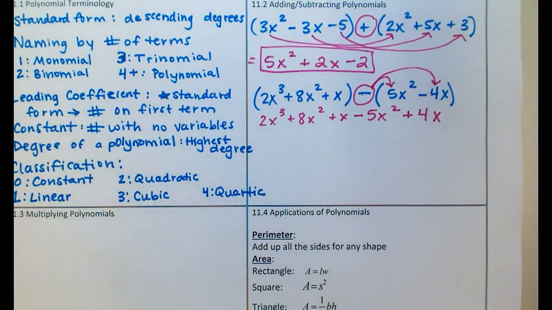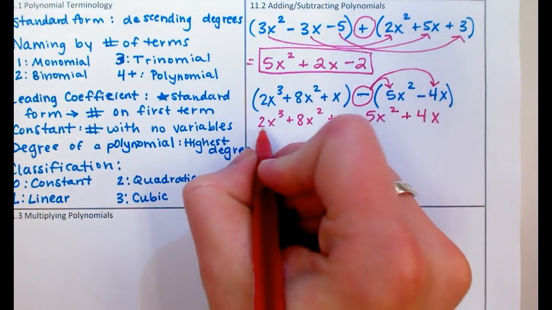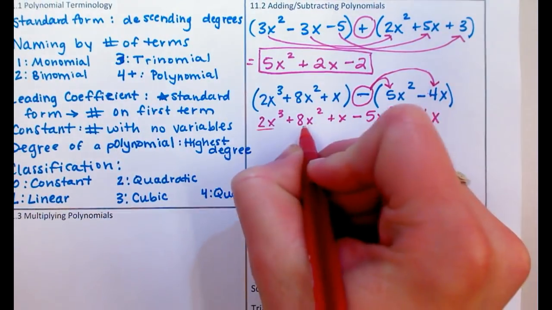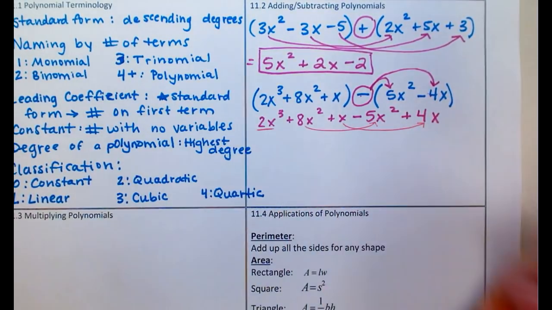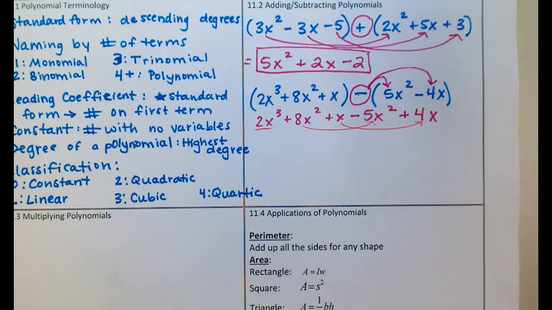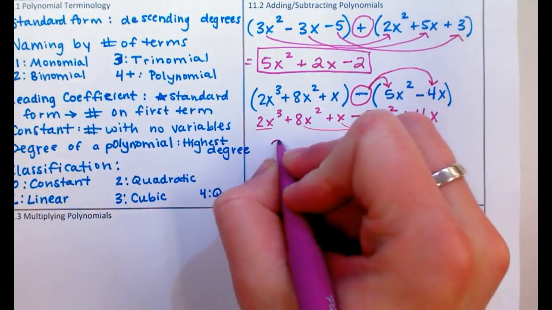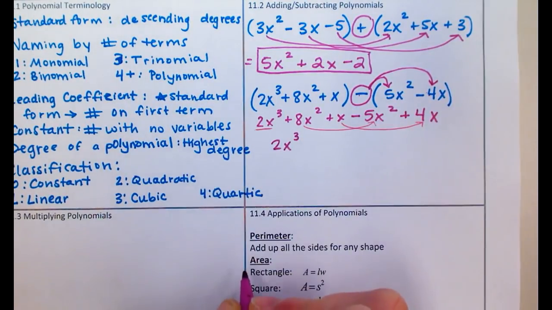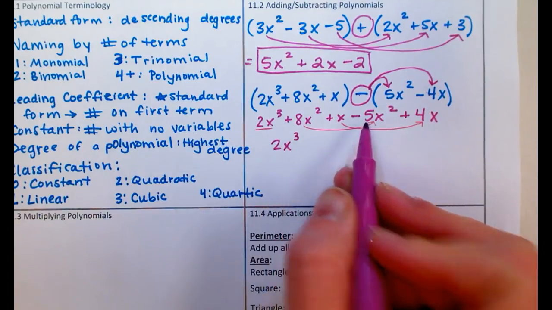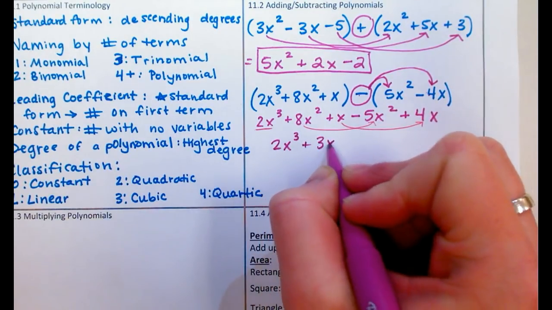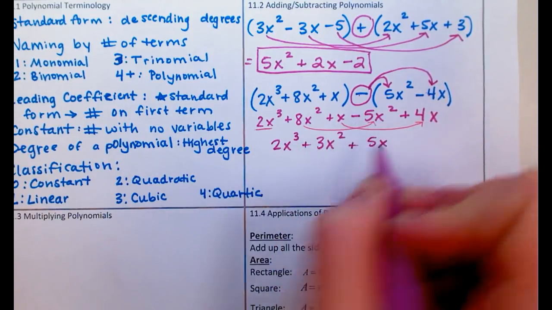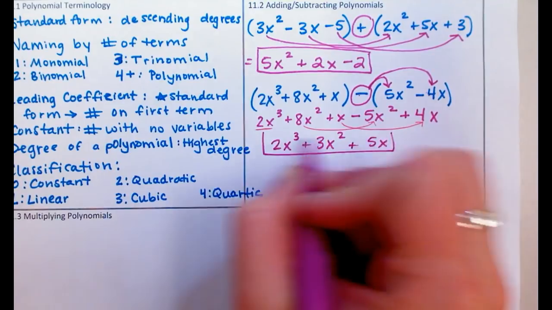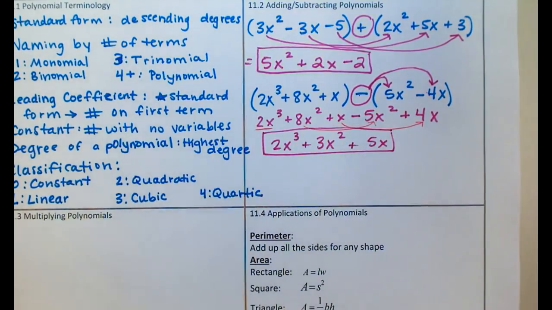Next, I have an addition problem, so I'm going to combine my like terms. This is my only cube term, but then I have an x squared, and an x matches with my x. So putting this in standard form for my final answer, 2x cubed, 8x squared and negative 5x squared gives me positive 3x squared. x and 4x gives me 5x. So this is my final answer in standard form.